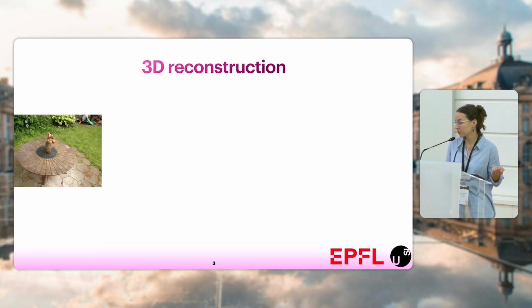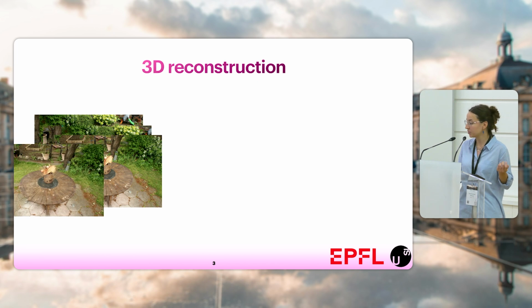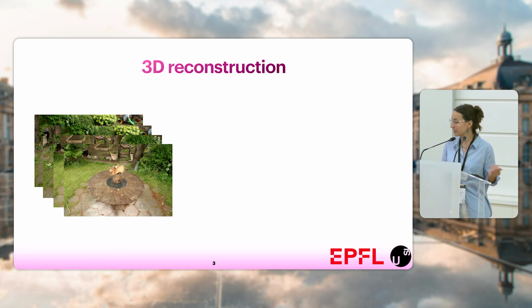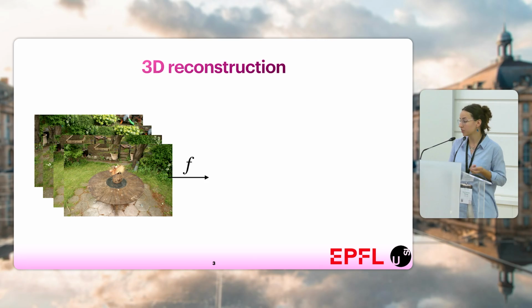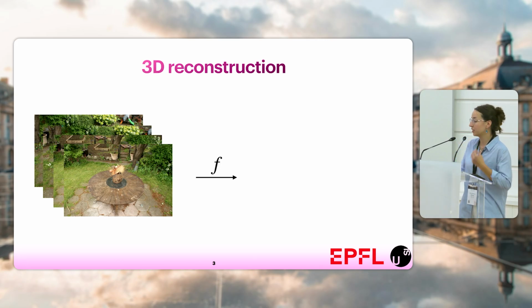To achieve high-quality reconstruction, we start with a set of images captured from different viewpoints and their camera poses. And then we optimize the parameters of the underlying scene representation in order to get a realistic-looking 3D model.